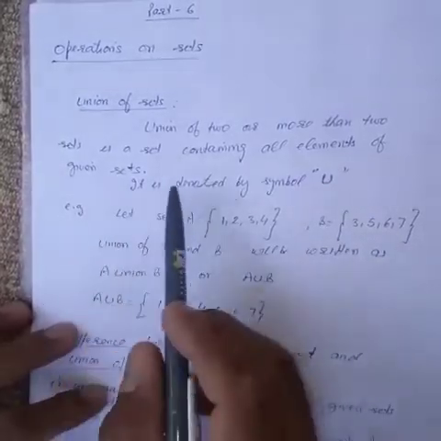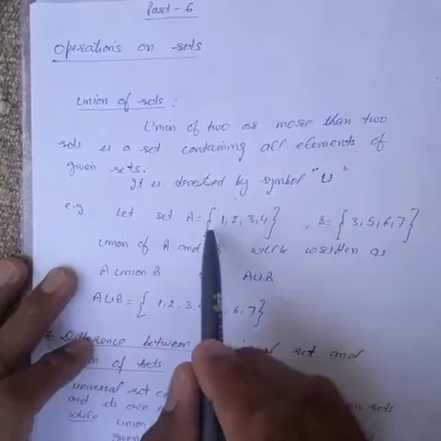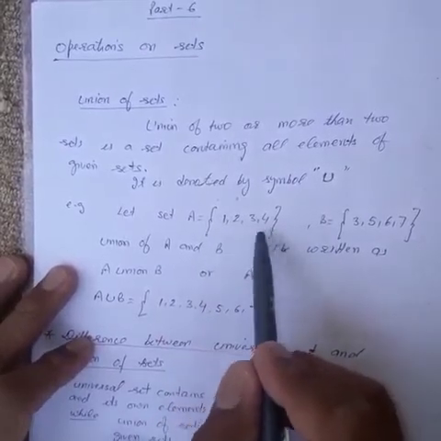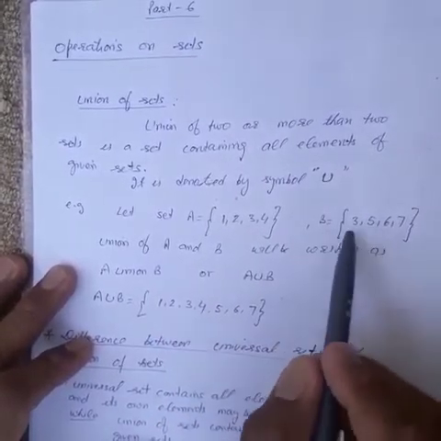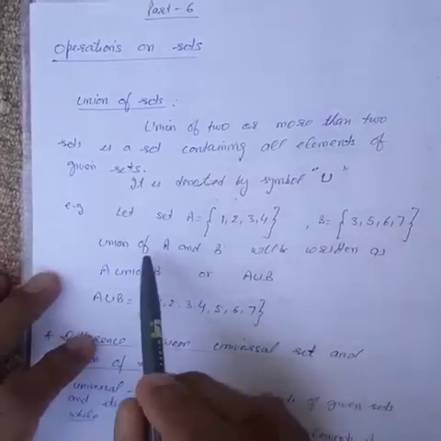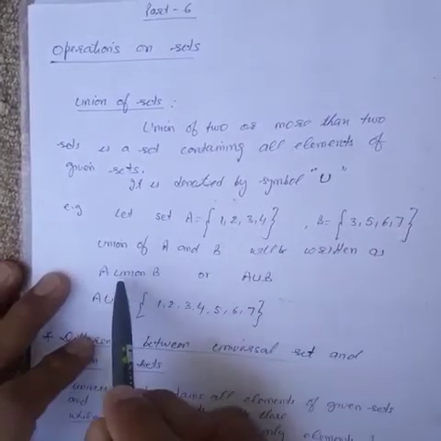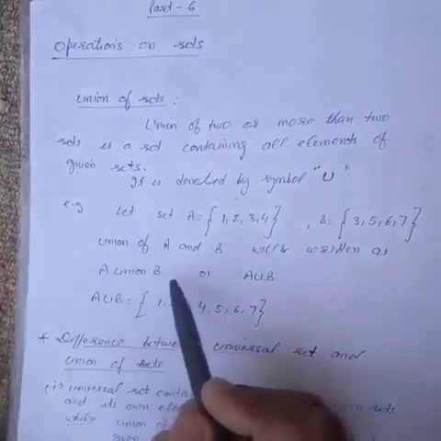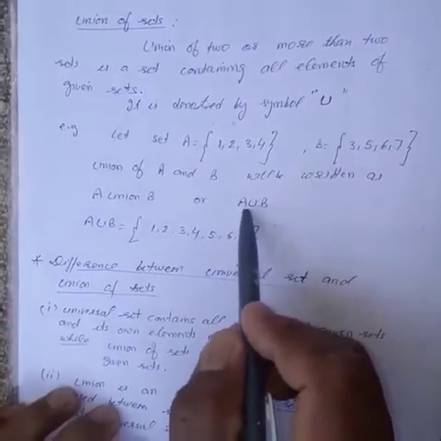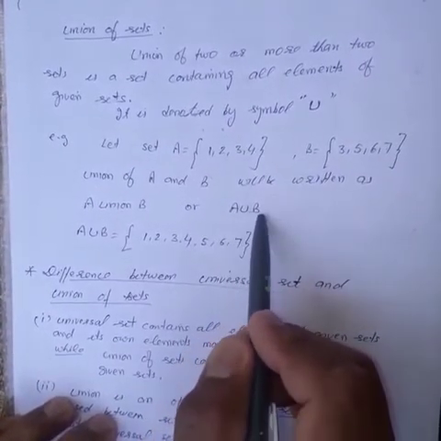To understand this, consider an example. Let set A contain a few elements: 1, 2, 3, 4. Let set B contain another few elements: 3, 5, 6, 7. Now we want to find out the union of A and B. It can be written in words as A union B. Using symbols, we will write A ∪ B, and pronounce it as A union B.